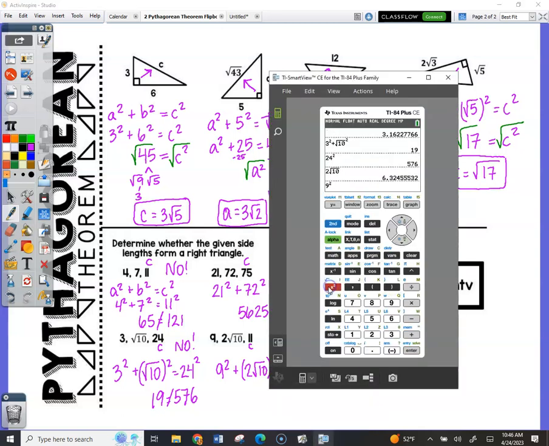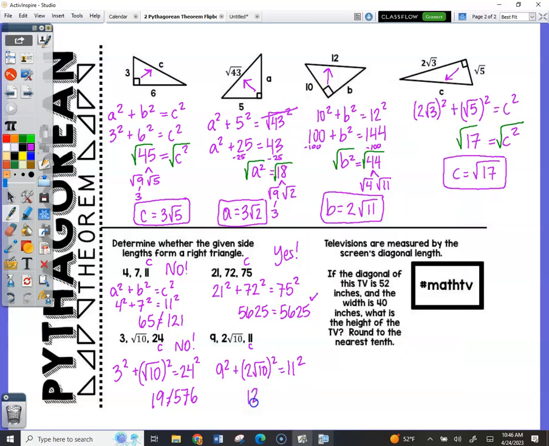So 9 squared plus, I'm going to put it in parentheses, 2 square root 10. Come out of it, close the parentheses, and square it. That's important. If you don't put it in parentheses, it will only square the root 10. It won't square the 2, and you're going to get the wrong answer. Okay? So when there's a coefficient in front of the radical there, put it in parentheses so it will actually square everything. So you get 121. So 121 equals, and then 11 squared is also 121.